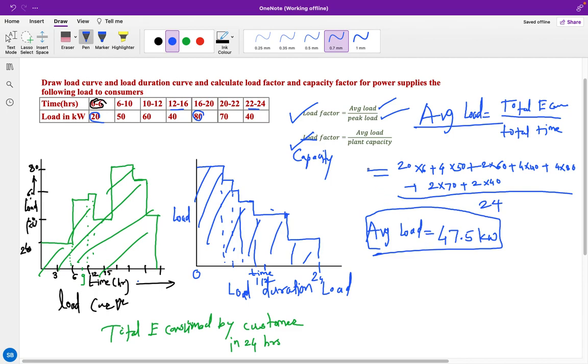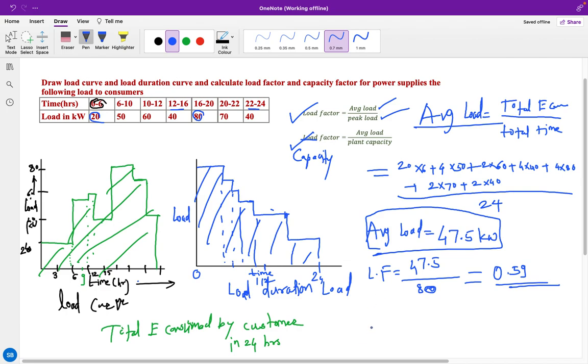Now we have to find the load factor. The load factor you can easily find: it is the average load, that is 47.5, divided by the peak load. From the given data, the peak load is 80 kilowatt. So you write 80 here, and if we do the maths, the load factor is around 0.59. That is the load factor of that particular power plant.